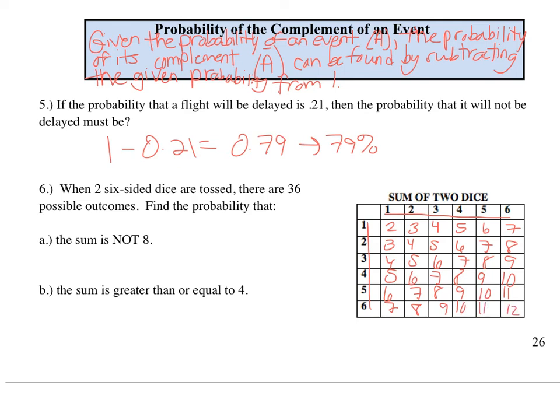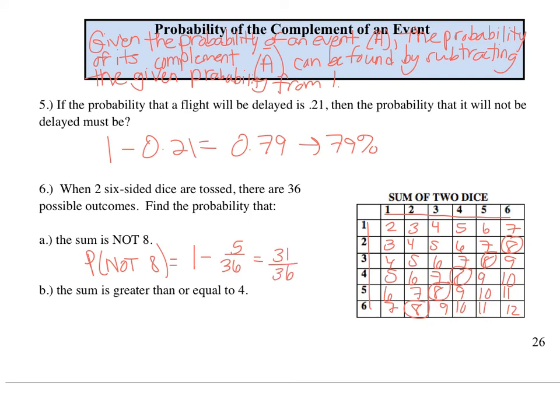Okay, so there are all the possibilities for the sum of two dice, and they wanted the probability that the sum is not 8. Well, the probability that it is 8, 1, 2, 3, 4, 5 different ways it can happen out of the total 36 different ways. So the probability that it's not an 8 equals 1 minus 5 out of 36. So you'll get 31/36.